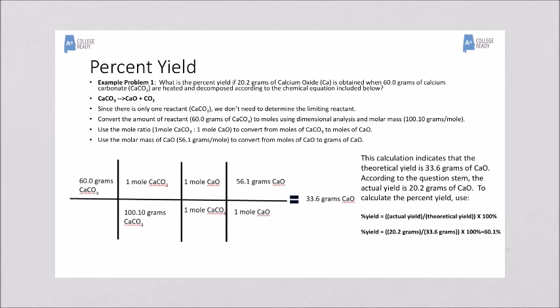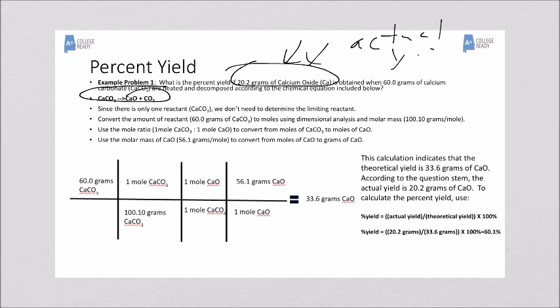So let's look at a problem. What's the percent yield if 20.2 grams of calcium oxide is obtained when 60 grams of calcium carbonate are heated and decomposed according to the chemical equation included below? So here's our balanced equation. We're making 20.2 grams. So that's going to be our actual yield. That's how much we actually got when we did this experiment.